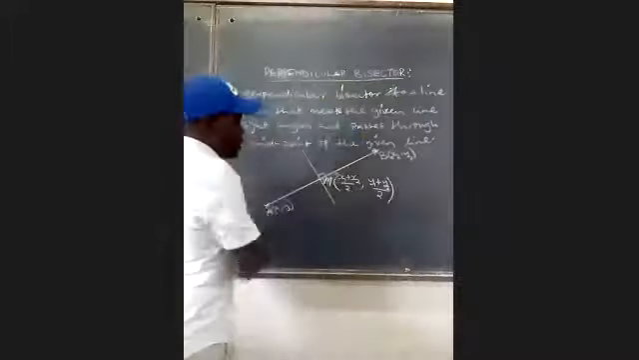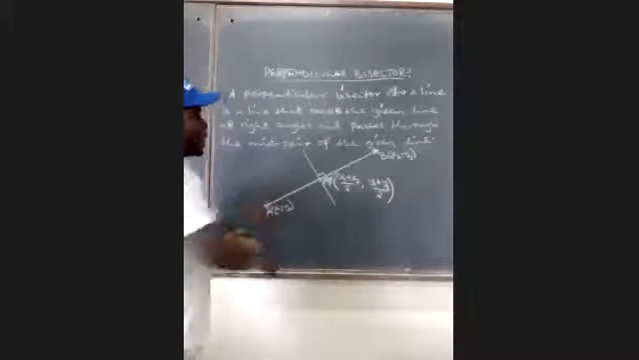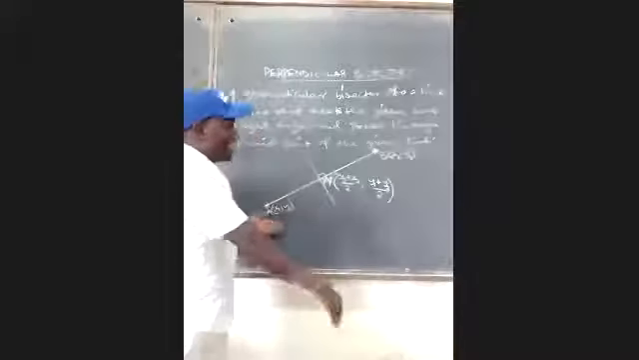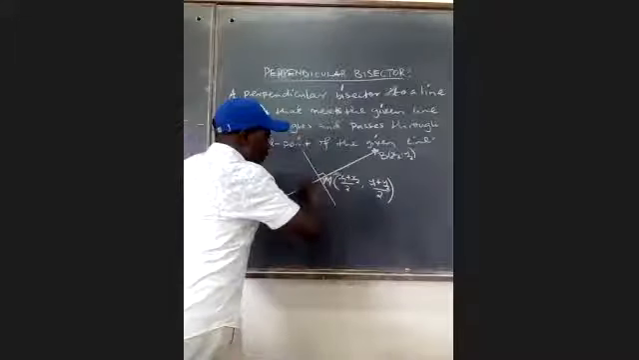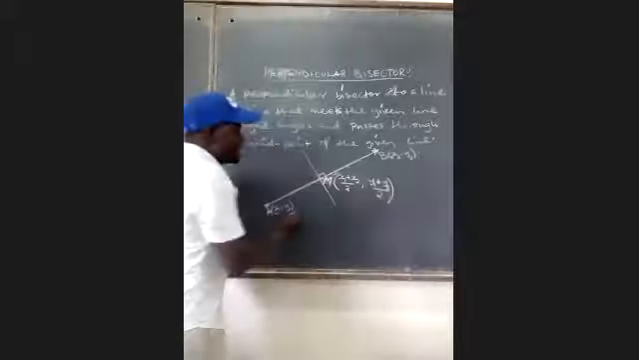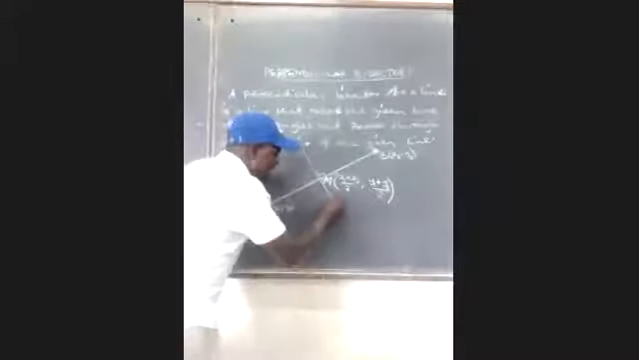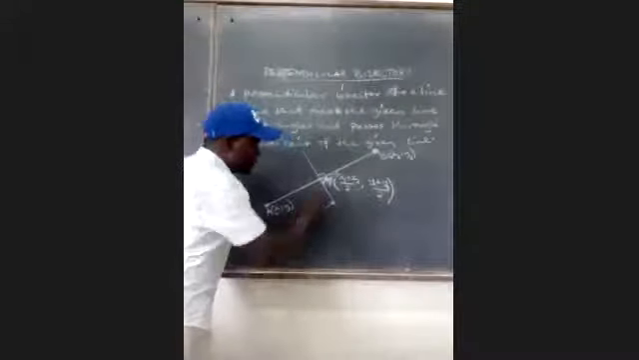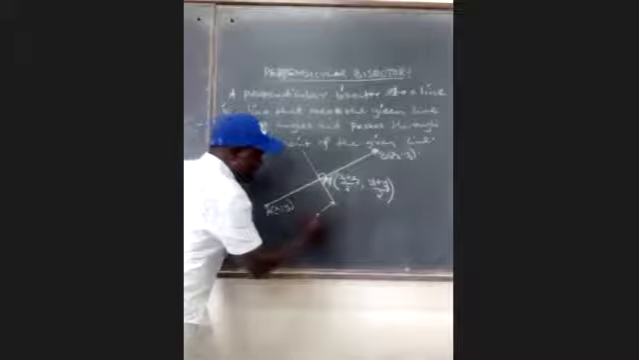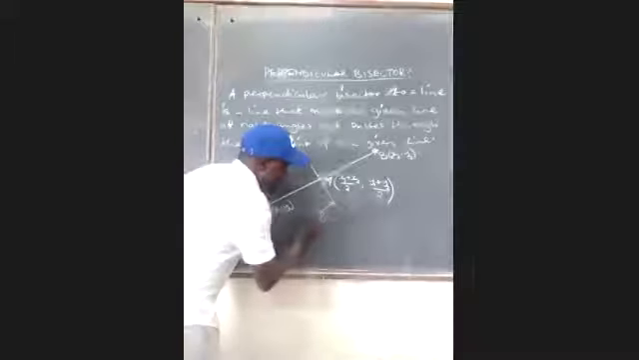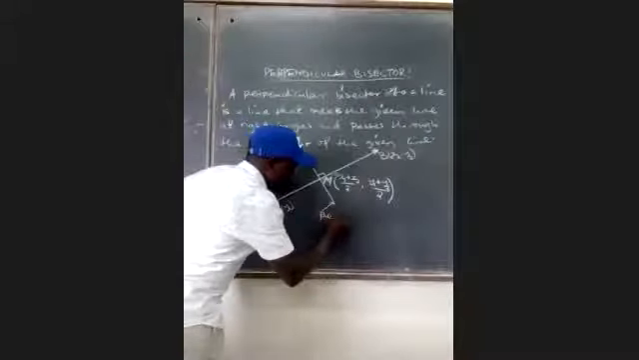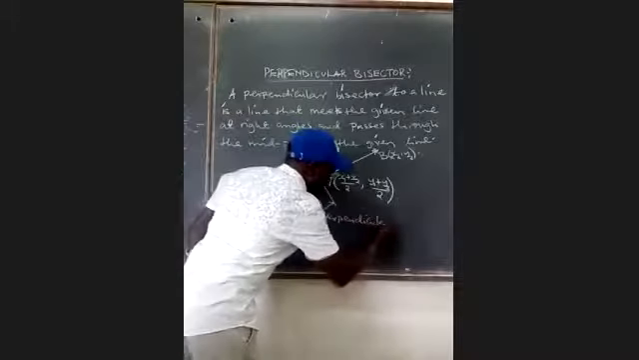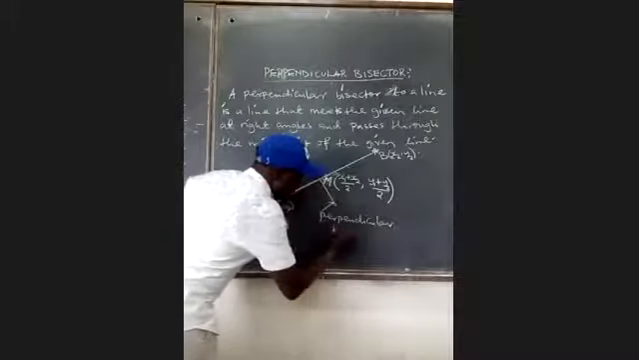If these two conditions are satisfied, being perpendicular and going through the midpoint of AB, we say that this is the perpendicular bisector of AB.